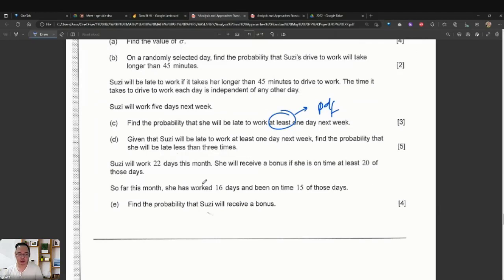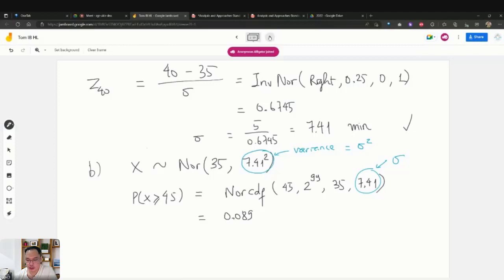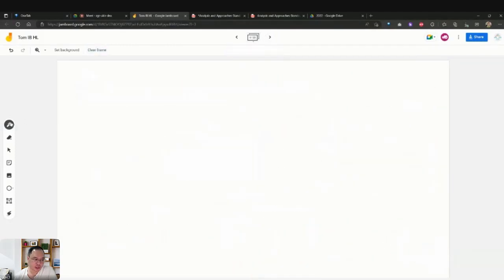Question D. Given that Susie will be late to work at least 1 day next week. The word given will make us think about conditional probability. At least 1 day next week, which means we can use that formula. Do you remember that? If you don't, it's fine, just open the formula sheet.